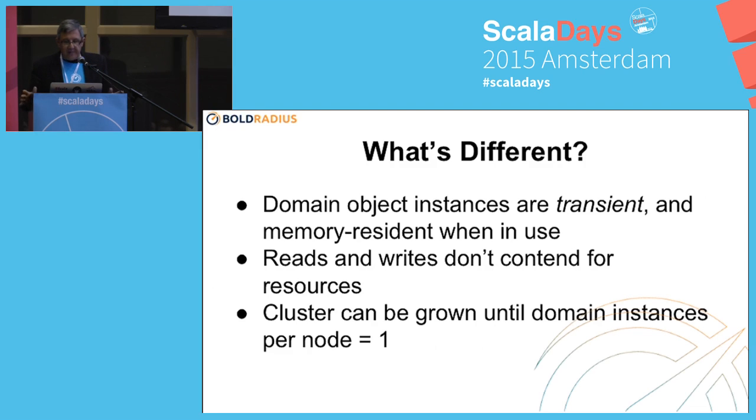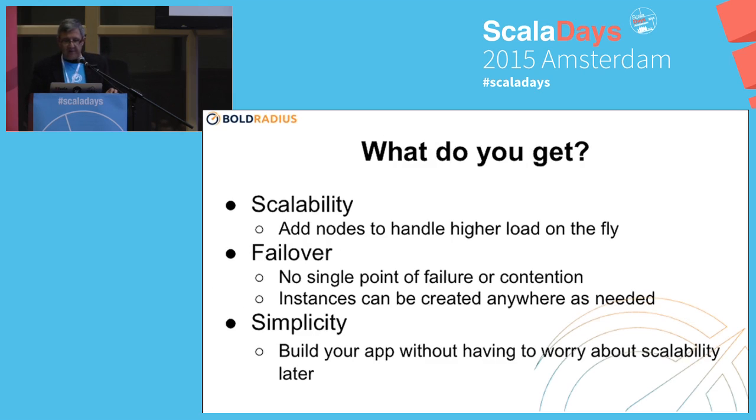What we mean is the domain instances are transient, as we talked about, and they're memory resident when they're in use. Even their state is memory resident when in use. Reads and writes don't contend. There's never a situation where I need to both change and read the state of a single customer simultaneously. That's, of course, what Akka brings to the table, the ability to queue those messages. And the cluster, there is a limit to this design, and the clusters can be grown until your number of domain instances per node equals 1. And I'll describe what I mean by that and where that limit is, and we'll see it on a graph when we look at some actual code.